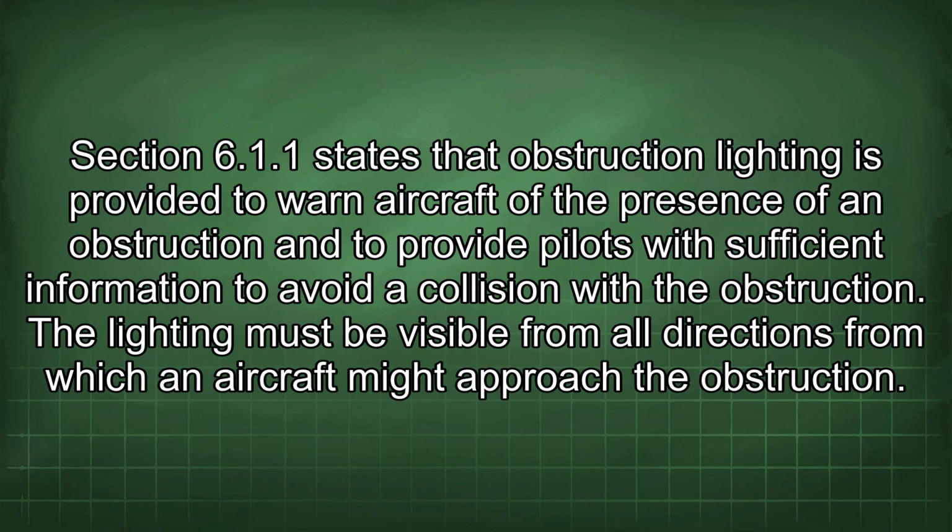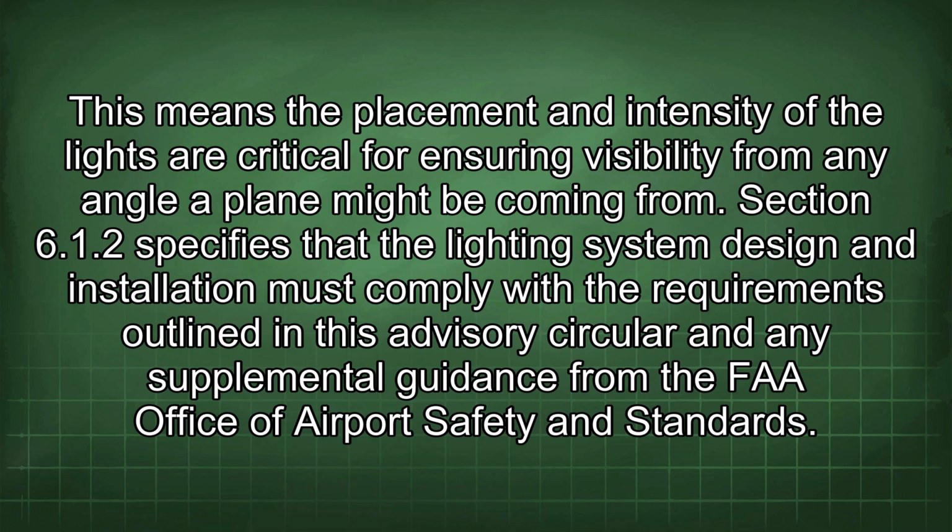Section 6.11 states that obstruction lighting is provided to warn aircraft of the presence of an obstruction and to provide pilots with sufficient information to avoid a collision with the obstruction. The lighting must be visible from all directions from which an aircraft might approach the obstruction. This means the placement and intensity of the lights are critical for ensuring visibility from any angle a plane might be coming from.